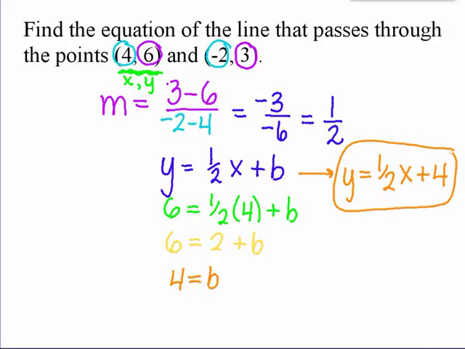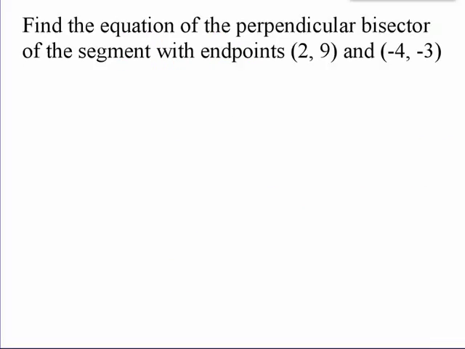Okay. Next problem is a doozy. Find the equation of the perpendicular bisector of the segment with endpoints 2, 9, and negative 4, negative 3. So first of all, perpendicular. We're going to do the exact same thing we did in the problem before to start. And what are we going to find? Slope. The slope. Yep, rise over run. And then we're going to take into account the perpendicular.